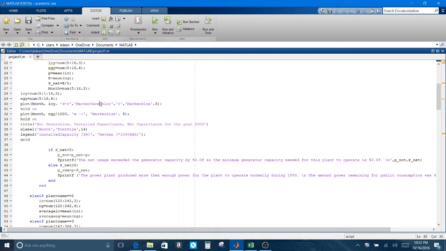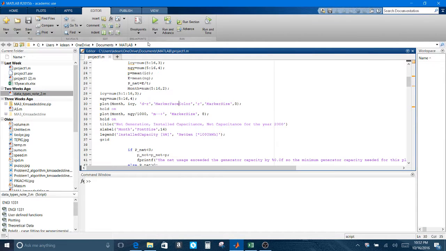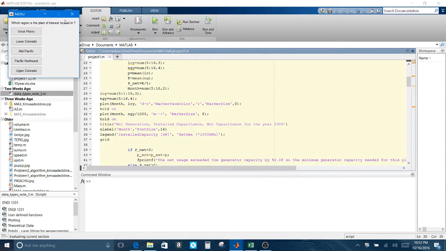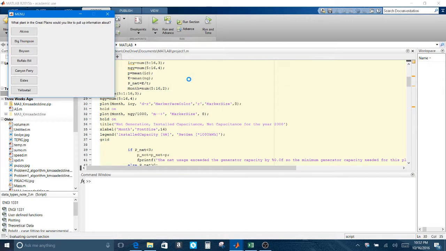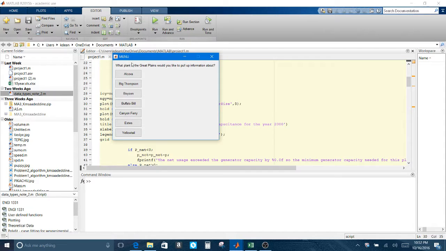So let's run this program and see how it does. Restore and run section. As you could see right here, it asked us which region is the plant of interest located in. We're going to choose Great Plains. Then it asked us what plant in the Great Plains would you like to pull up information about. As you notice, the question is specific to the previous location we chose, which was the Great Plains, and these are the power plants located in there.